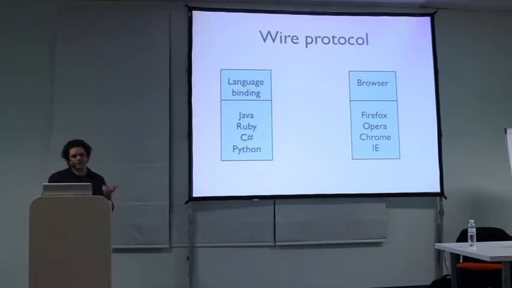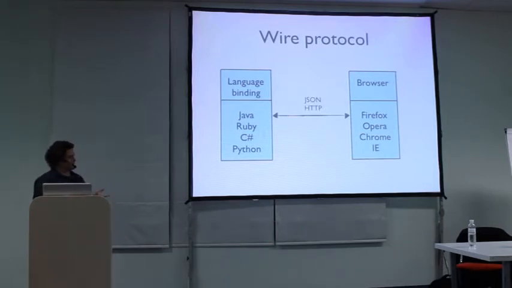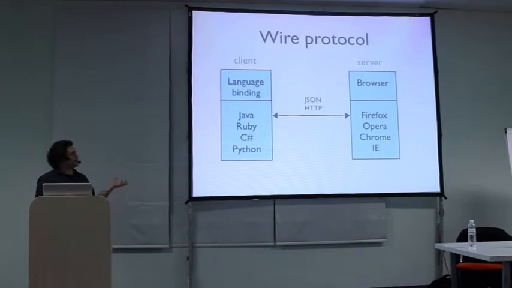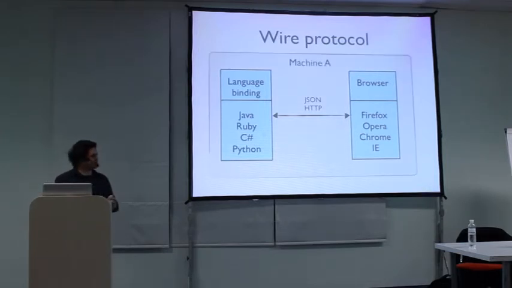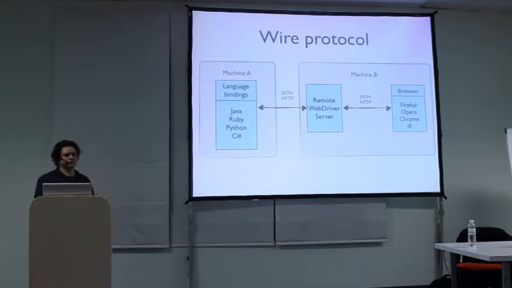Given all these languages and all these browsers, the most natural choice for them to communicate is JSON over HTTP, because it's ubiquitous and supported by all the languages and all the browsers. So the language binding acts as a client, and the browser acts as an HTTP server. And this has some nice properties. You can run this locally on your own machine while you're developing the tests. It also scales out to calling a browser on a remote machine.